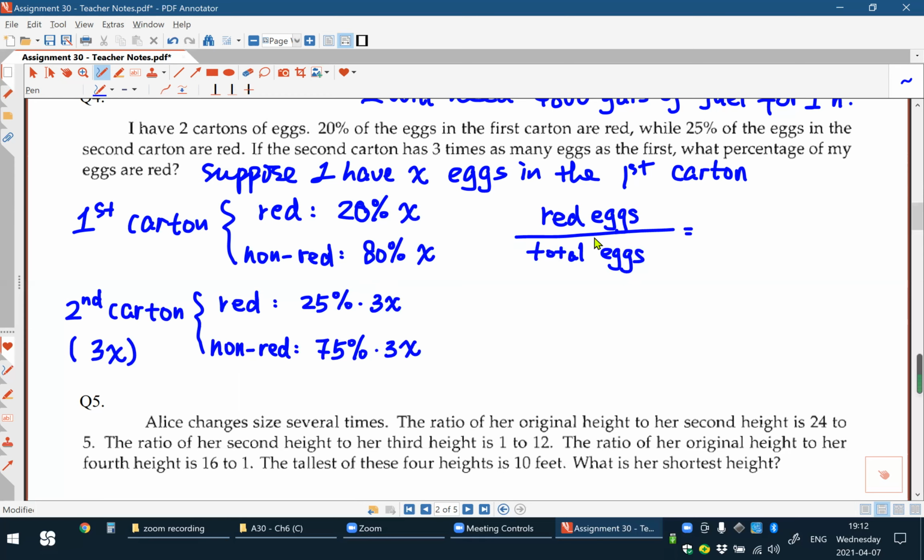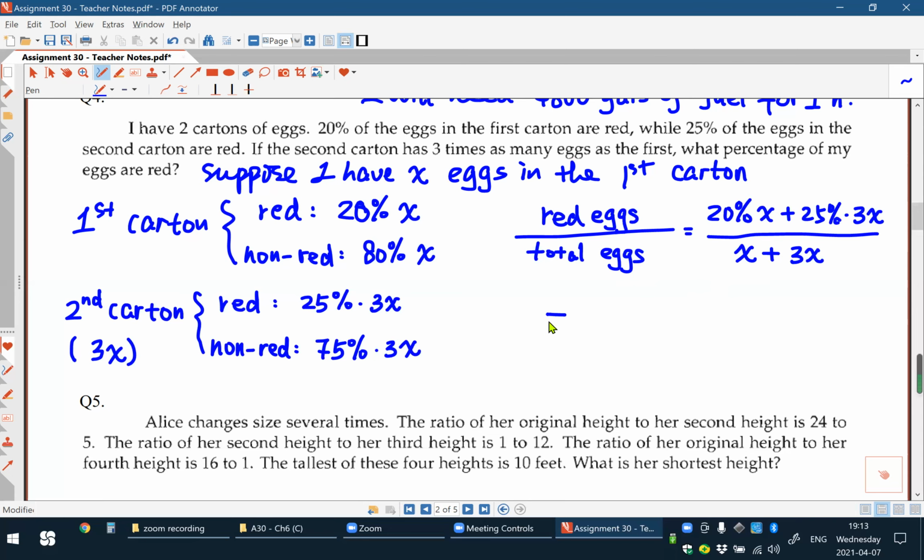is, so what's the total number of red eggs? We need to add the red eggs in the first carton and the red eggs in the second carton, right? So that means 20% of x plus 25% of 3x over the total number of eggs, which is x eggs from the first carton and 3x eggs from the second carton, right?